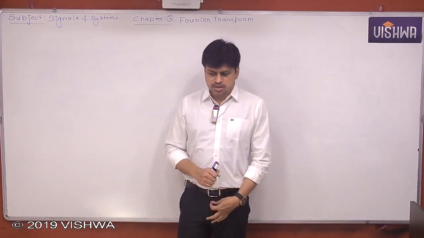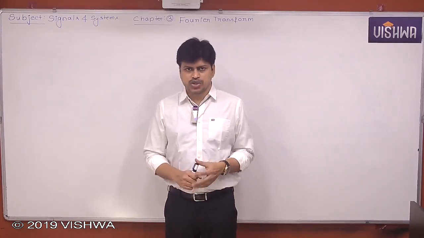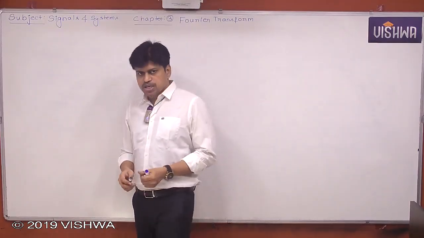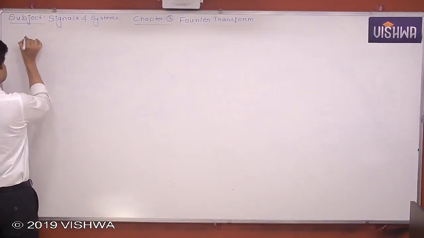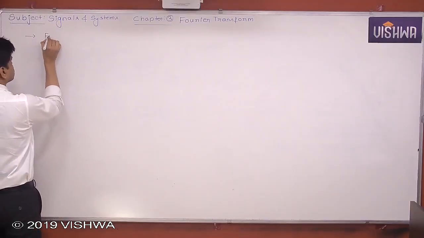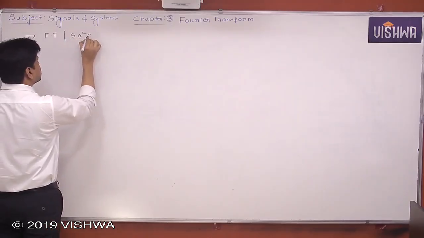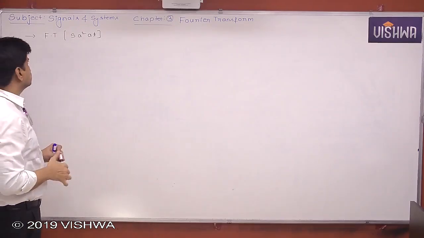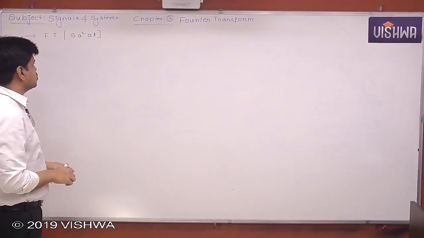Welcome back, friends. So in the previous class we started with the duality property. So still I am going with the duality property only. Let's see, find the Fourier transform for sampling square at. It is also not this simple, so we just have to think in terms of duality.